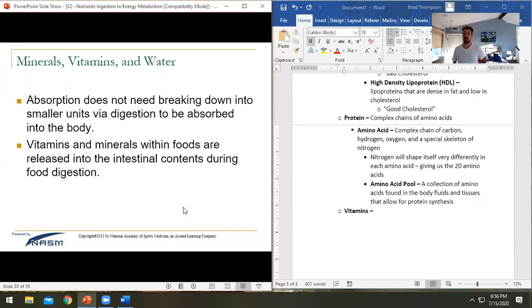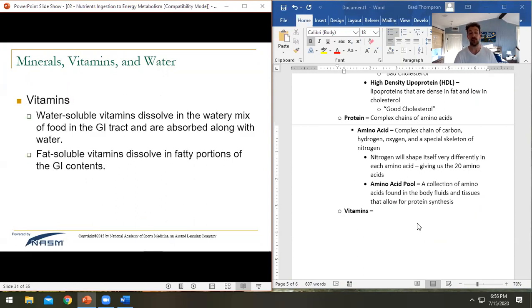Absorption doesn't need to necessarily break down these things. For the most part, vitamins and minerals don't get broken down by the body. That's not really their job, but they do need to get absorbed by the body. And so the vitamins and minerals that are found in food need to be carried by either fat or water in order to be able to get into the actual bloodstream. And that's where you do have your two types of vitamins.